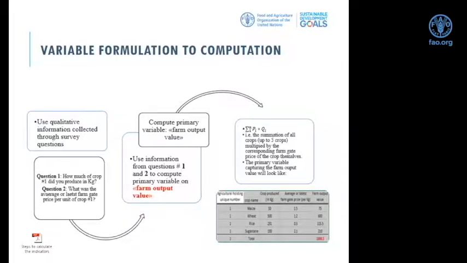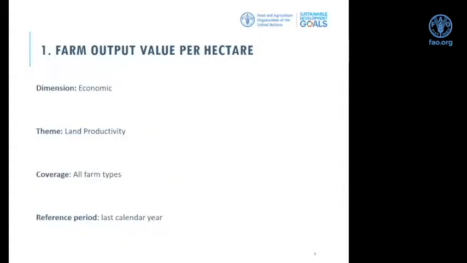So let's go to the first sub-indicator in the economic dimension, which is farm output value per hectare. So the dimension is economic, the theme is land productivity. The coverage for this indicator is all farm types, and the reference period of data for this indicator is last calendar year.